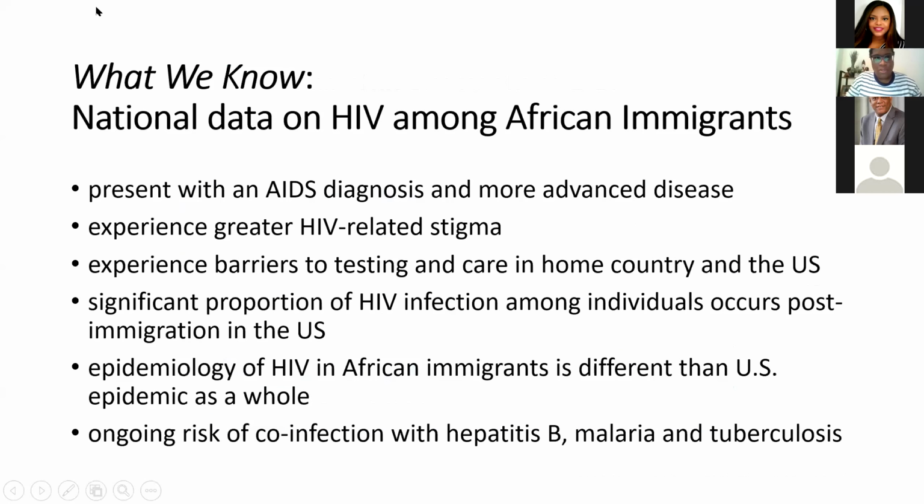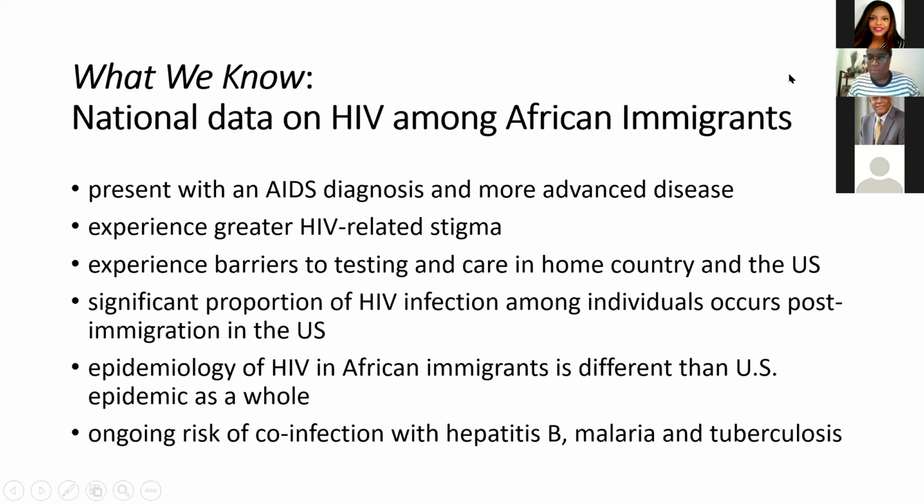So overall, what we do know around national data is that African immigrants are presenting with HIV and AIDS, and so they're having more advanced disease. African immigrants are experiencing greater HIV stigma in comparison to US-born Blacks, and African immigrants are also experiencing challenges not only around testing and care in their home country, and that impacts their engagement in testing and care here. And then also, there's a significant proportion of HIV infection among immigrants post-immigration.